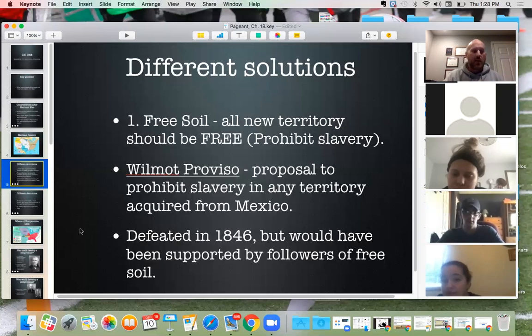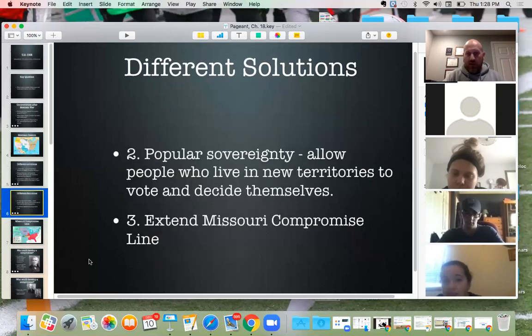Okay. All right, other proposals that were occurring. Once again, these are proposals to deal with the territory acquired in the Mexican-American War. One is popular sovereignty, and this is going to be adopted by an up-and-coming congressman by the name of Stephen A. Douglas. The idea behind popular sovereignty is to allow people who live in new territories to vote and decide for themselves, which on the surface seems very reasonable, right? Let people go to these territories, settle them, and self-determine.